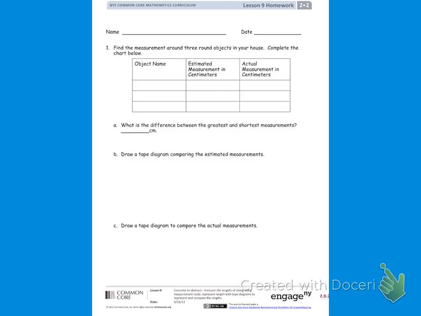If I was going to be trying to find something that was easy to find in my house that was round, I might find a ball. So I'm going to write a ball here. I might also find an orange. And another round thing that I might find would be a can. You know, like a can from the pantry.